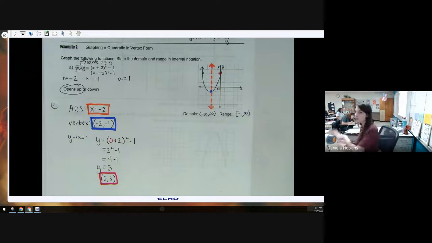Do we have any questions about vertex form? Do we have questions in general? Okay, I will be sure to move around while you guys are working on these.